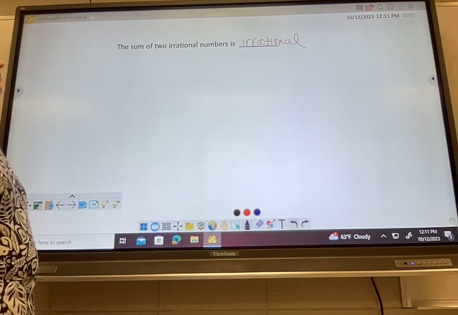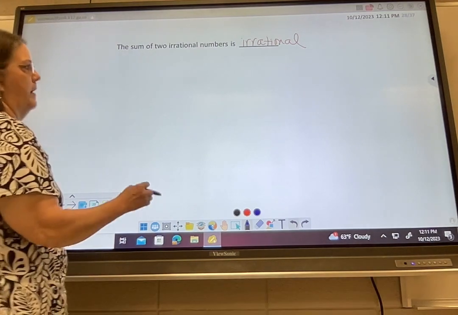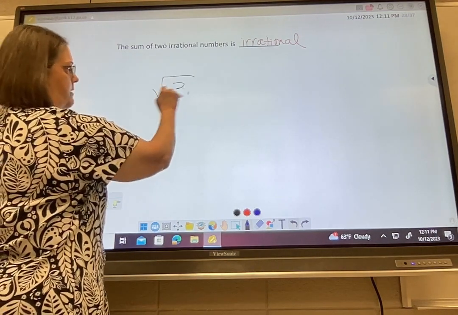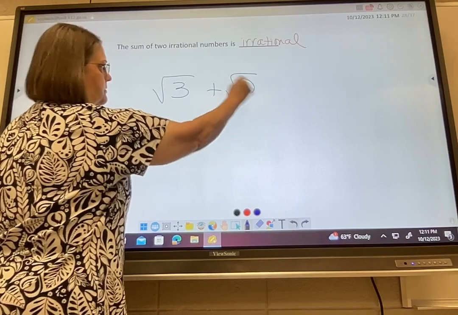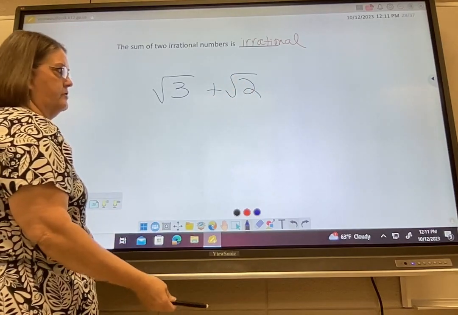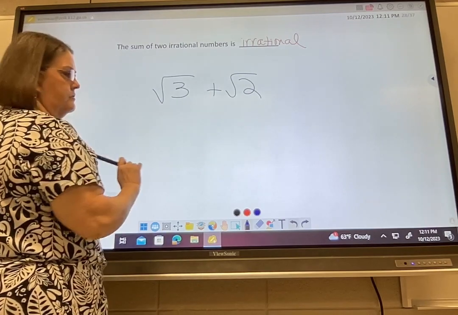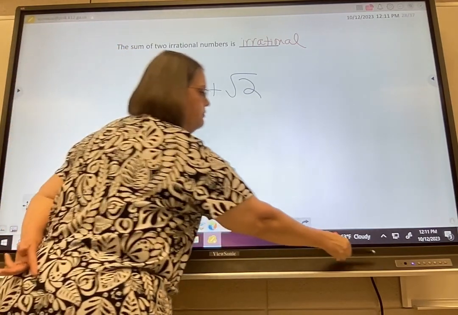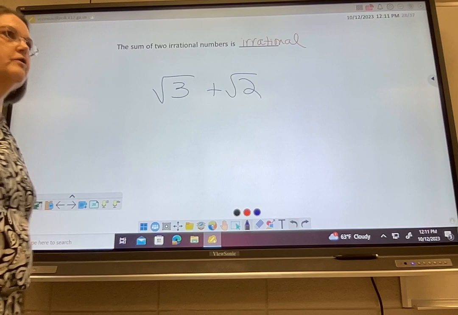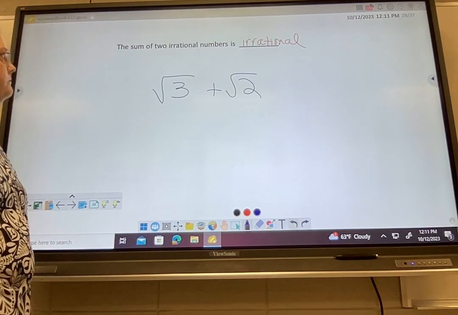2 irrational numbers added together will always be irrational. The square root of 3 plus the square root of 2. That's going to always be irrational. It's simplified. It's as far as it'll go. You have an irrational. There's no such thing as 2 irrational numbers being added together and becoming rational.